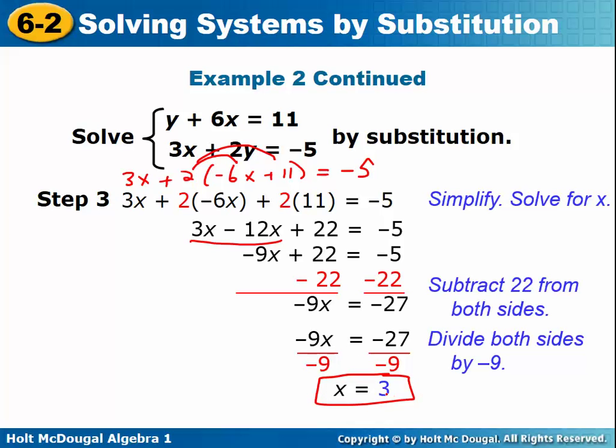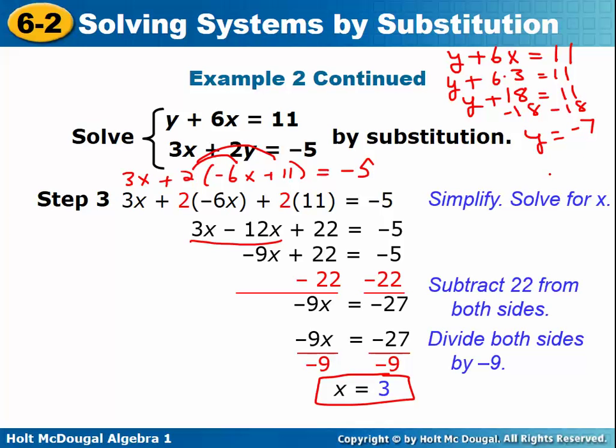Now once you have that, remember you have to go back up here and solve for y. So pick whichever equation you think looks better. I think the top one does. And you write that down, and then you replace the x with 3. So I have y plus 6 times 3, and you just keep solving this to find what y is equal to. So subtract 18 from both sides, and you get y equals negative 7.